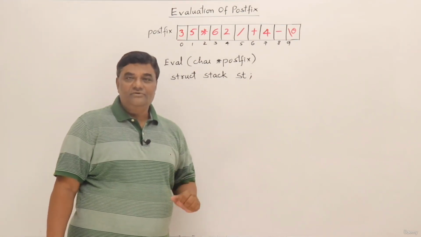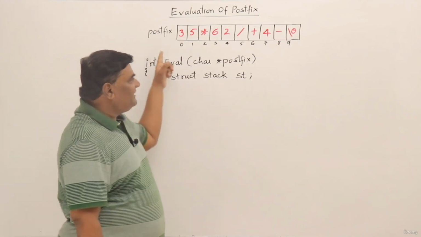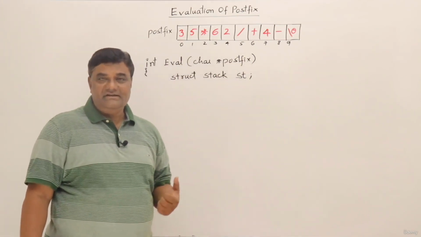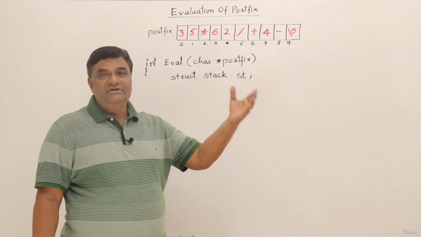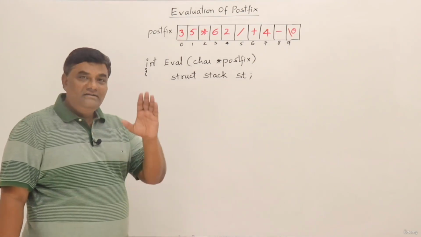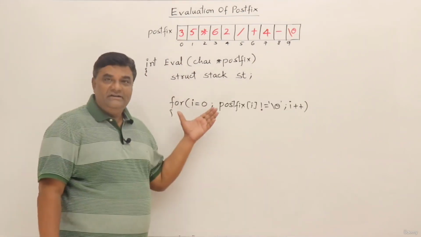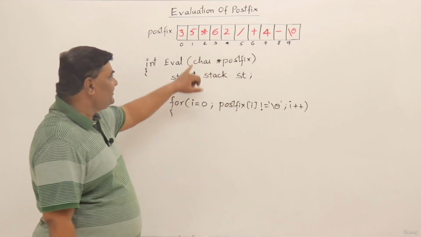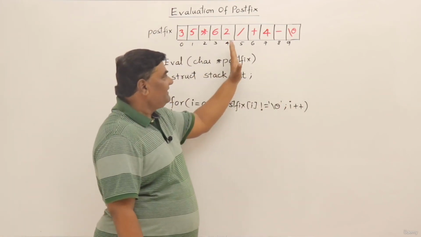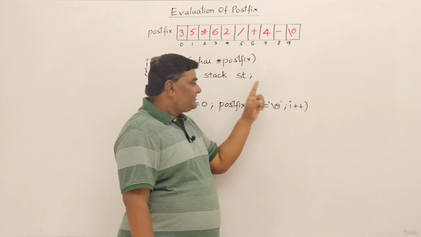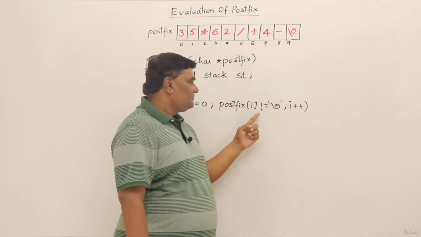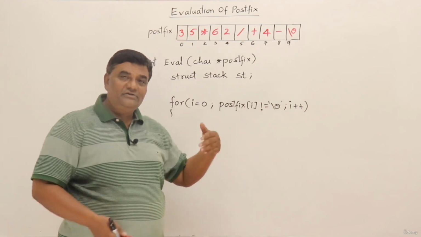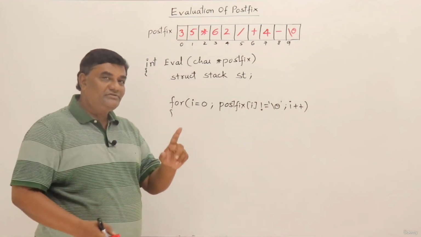Then next, what do I have to do? I have to scan through this entire expression by taking one symbol at a time. This scanning I can do using a for loop also. Let us scan the expression. Here this for loop will help us scan this postfix expression starting from 0 and every time moving ahead, and it will stop when it has reached \0. So when it is not equal to \0, it will continue. When it is equal to \0, it will stop.